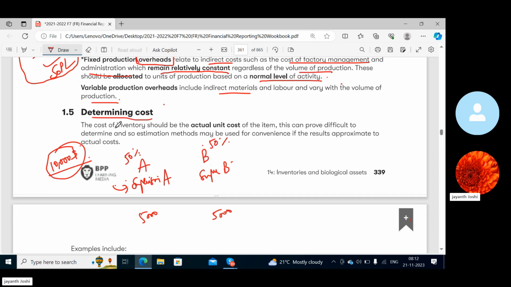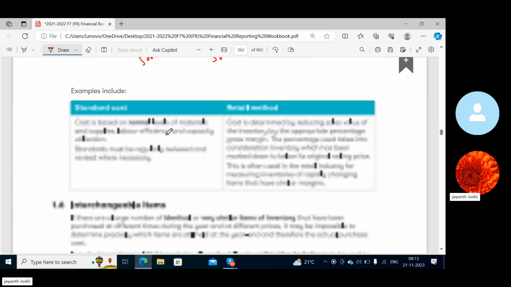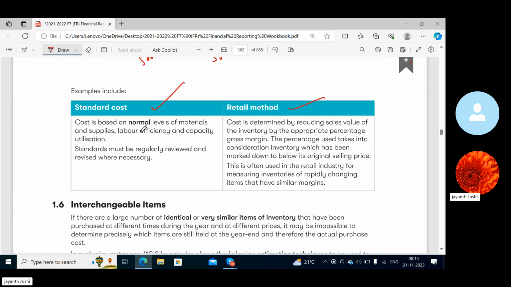Determining cost. The cost of inventory should be the actual unit cost of the item. It can prove difficult to determine, and so estimation methods may be used for convenience if the results approximate actual cost. So there are some methods we use to find out the inventory cost: standard cost and retail method. Standard costs are always estimations, right? Cost is based on normal levels of material and supplies, labor efficiency and capacity utilization. Standards must be regularly reviewed and revised where necessary. So I will always say this is estimated cost.